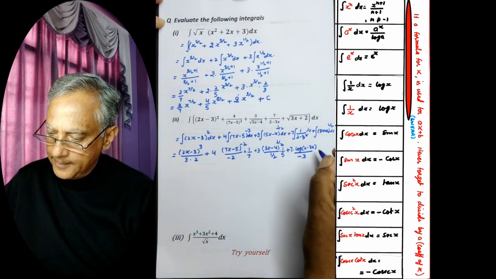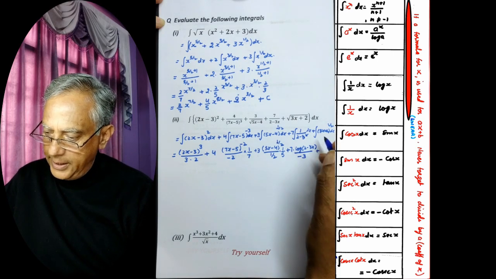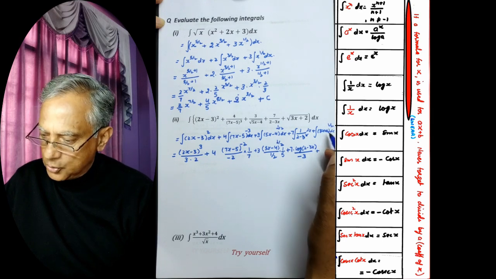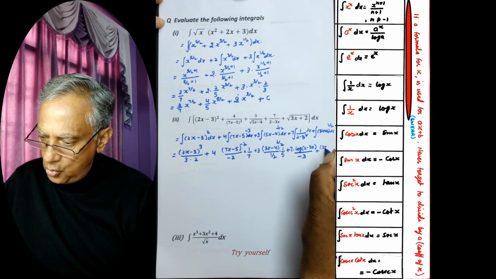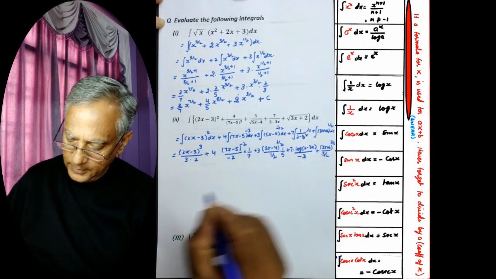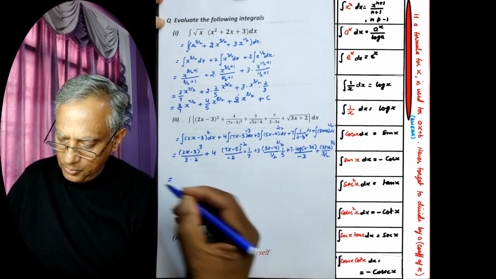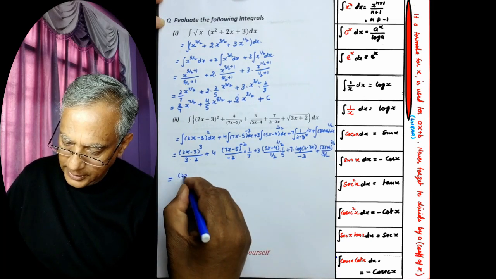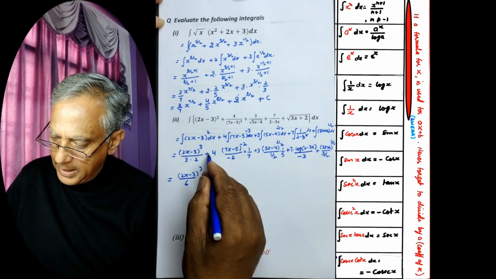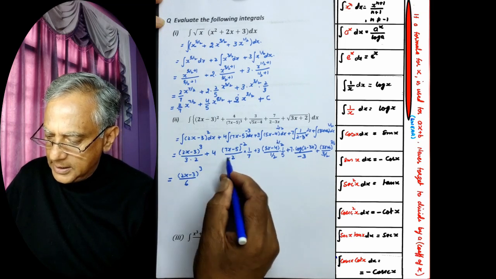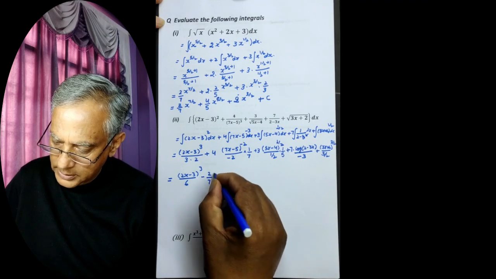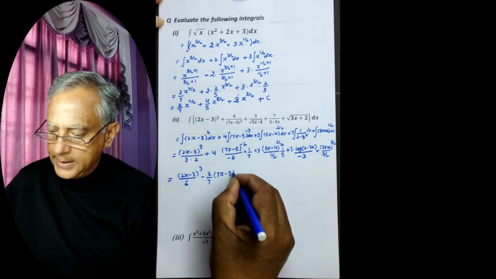minus 3, plus now integration of this, x to the power of half. So this will be x to the power of half plus 1 over half plus 1. So this will be 3x plus 2 to the power of 3 by 2 divided by 3 by 2. So this on simplification gives 2x minus 3 whole cube by 6 plus this will be minus, this and this cancel, so we get minus 2 by 7 into 7x minus 5 to the power of minus 2.